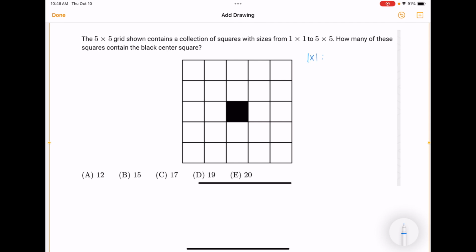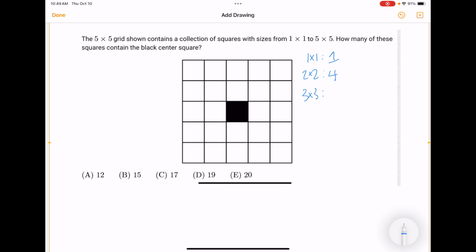How many squares are 1 by 1 and contain the black square? Well, there's only one, which is the black square itself. And then 2 by 2s. It could be any of the 4 squares surrounding the black center square. So I'm saying this one, or this one, or these 4, or these 4. They are all 2 by 2s, and they all contain the black center square. So there would be 4 2 by 2s. And then 3 by 3s.